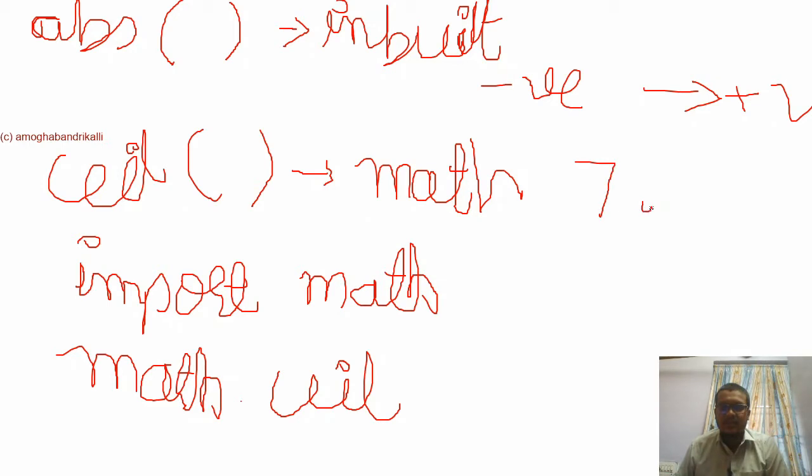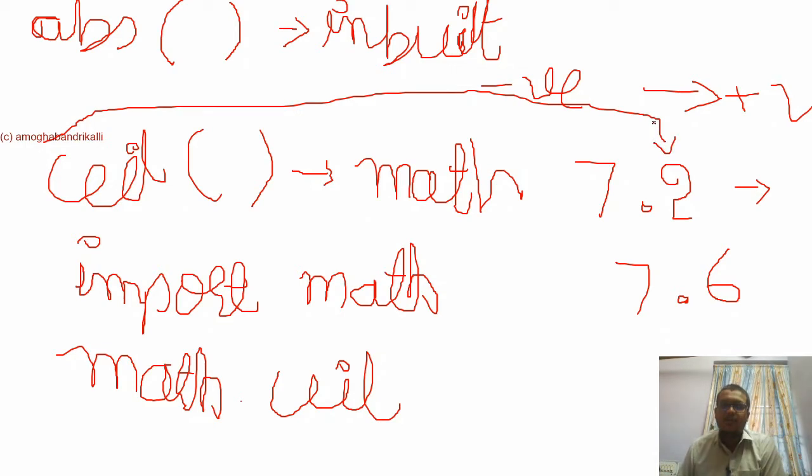See, consider if it is 7.2 and 7.6. According to mathematics, if you are going to round it, it will be 7. But if you are using a ceil command, if you are getting any point digits, then it will be rounded to the next largest integer. So both the answers will be same. If 7.1 also comes into the picture, it will be ceiled to the next highest integer. So this is called a ceil operation.